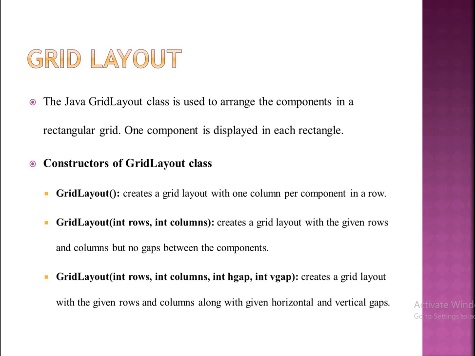If we want a gap between them, then we have to use another constructor, that is GridLayout with parameters int rows, comma, int columns, comma, int hgap, comma, int vgap. That means this third constructor creates a grid layout requiring a number of rows and columns, as well as horizontal and vertical space between the components. So this is about the GridLayout.